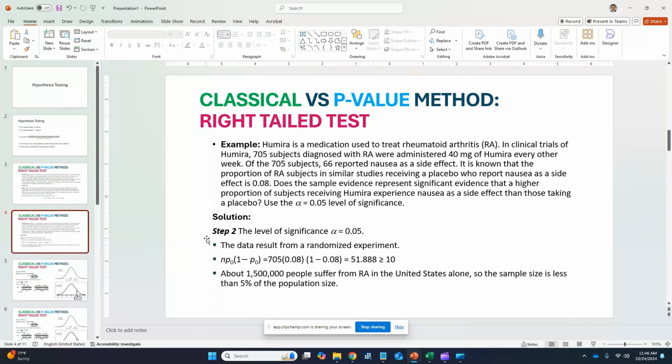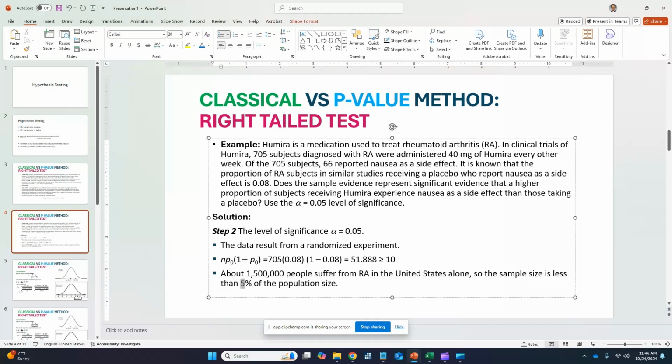First, we check the three conditions that we discussed in class. First, the data set is from a randomized experiment, and this number has to be greater than or equal to 10, and the sample is less than 5% of the population size. That means our sample is not overwhelmingly representing the population.